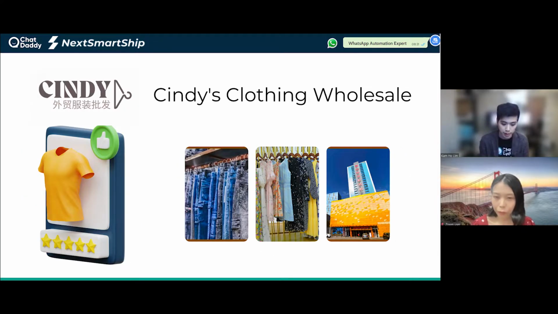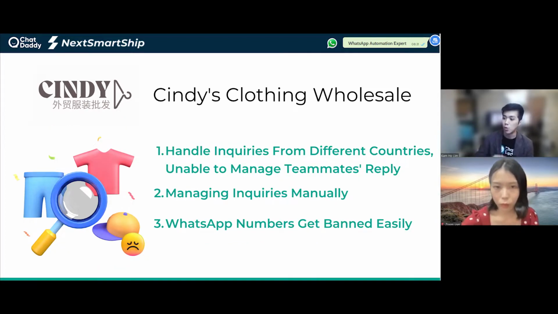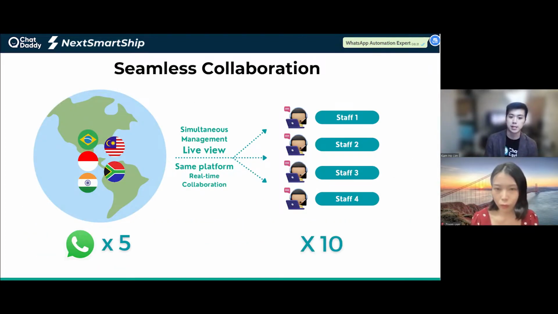The second use case I want to cover is called Cindy's Clothing Wholesale. It's a Chinese company in China that does overseas selling of clothes in a few countries. The problem they have been facing, first one is the same: they are handling quite a lot of inquiries from different countries. They're not able to manage the teammates' replies and have to manage this very manually. And their WhatsApp number, not sure why, gets banned very easily.